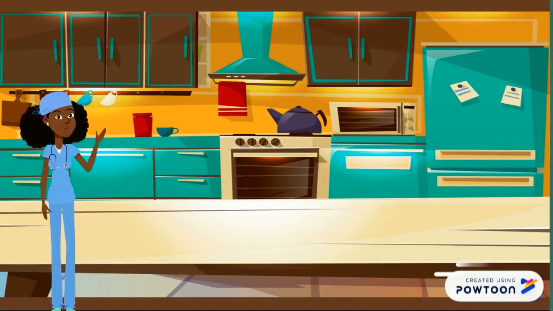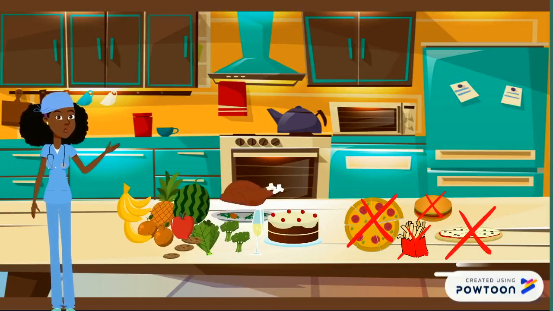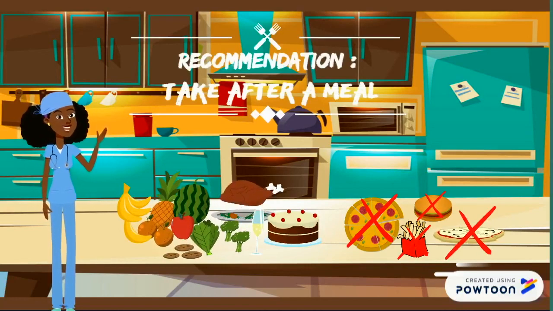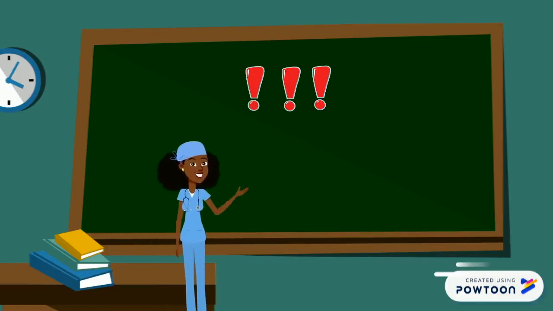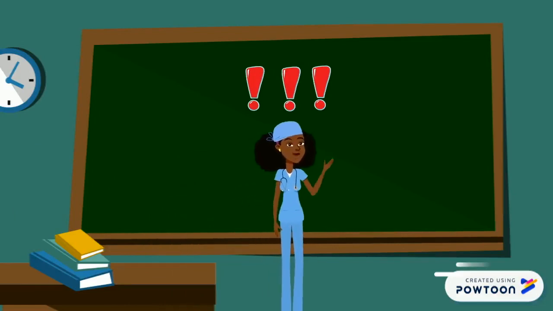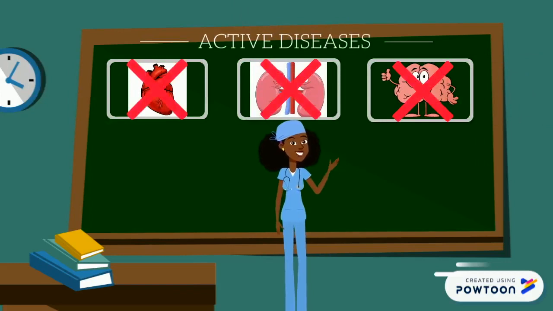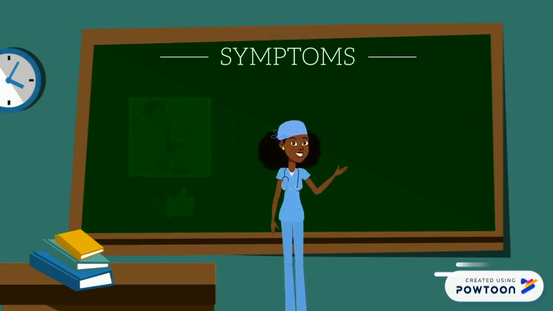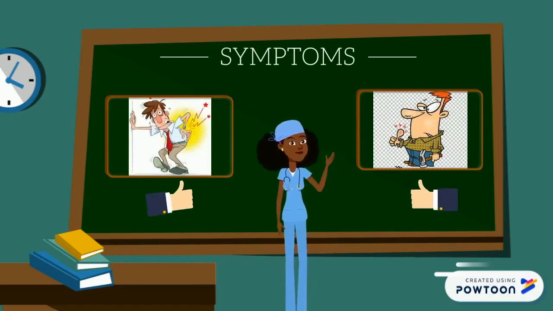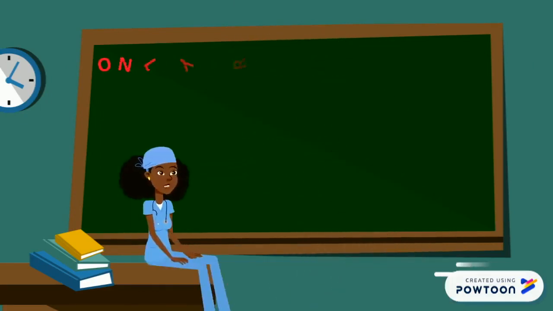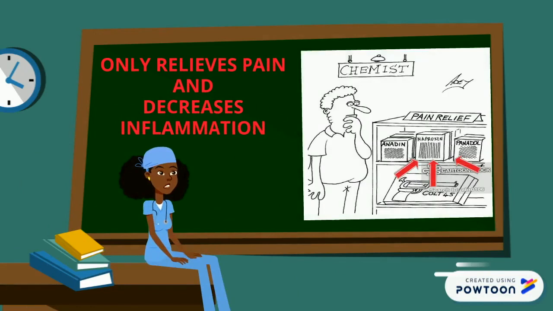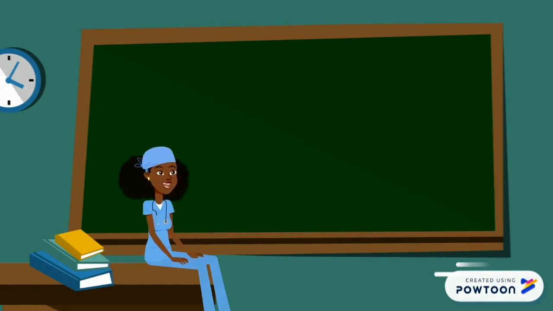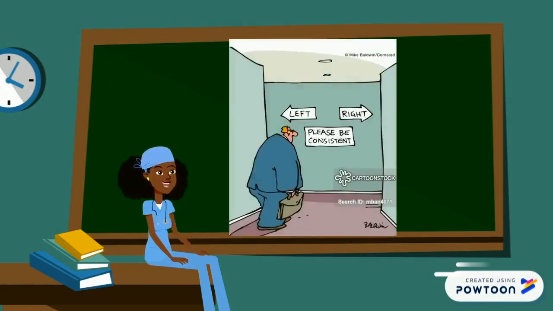Now, this medication can be taken with or without food. However, the recommendation is usually to take it after a meal because this helps make it easier on your stomach. It's also important to realize that naproxen isn't a type of medication that's going to treat an active disease. It usually just treats symptoms such as the pain and swelling that you may be experiencing. It's also important to note that this medication only relieves symptoms such as pain and decreases inflammation as long as you're actually taking the medication. So, if you're trying to relieve your symptoms or decrease swelling, it's important to use it consistently.